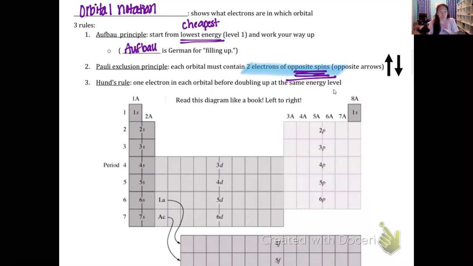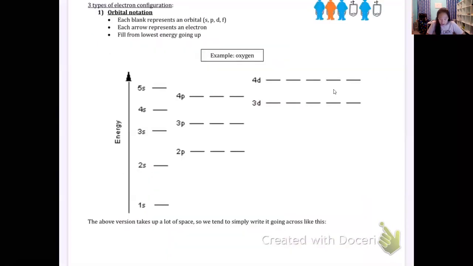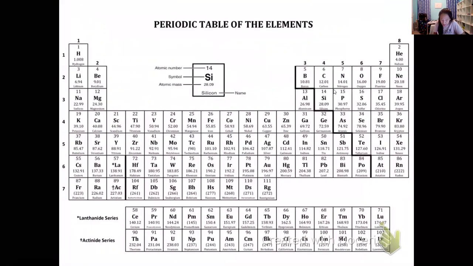Now, it's sort of complicated, so I'm going to show you an example first, and we're going to sort of work backwards. I'm going to show you this example using our 3 rules, and then show you how we can use our periodic table after that. So here's a visual of low to high energy orbitals. Here is an example, oxygen. According to the periodic table, right here, oxygen has 8 electrons, okay? So 8 protons, 8 electrons, we're assuming everything is neutral.